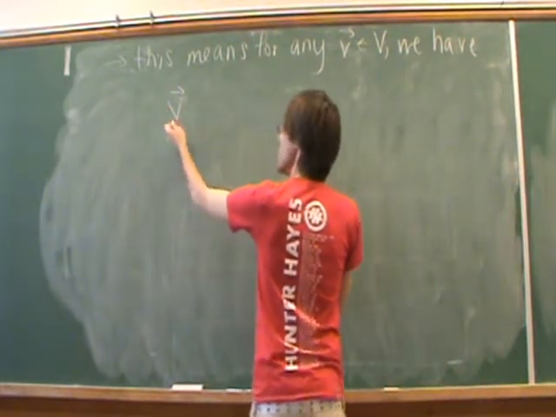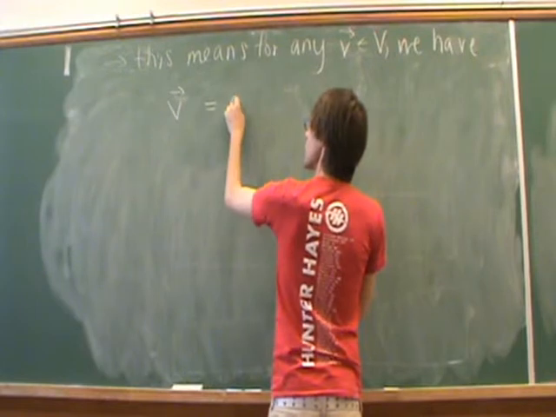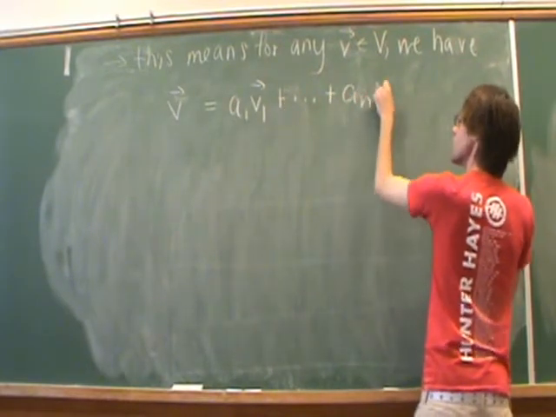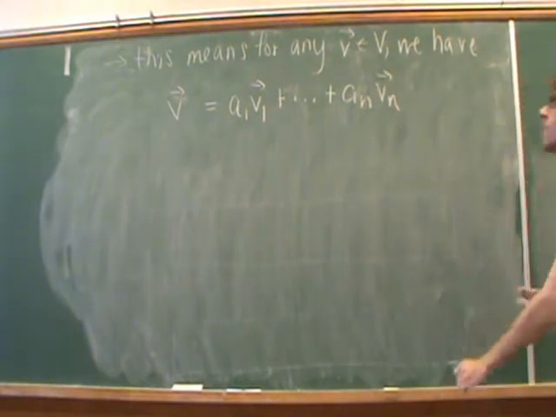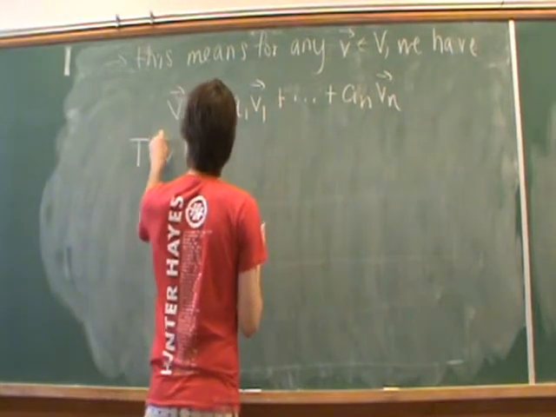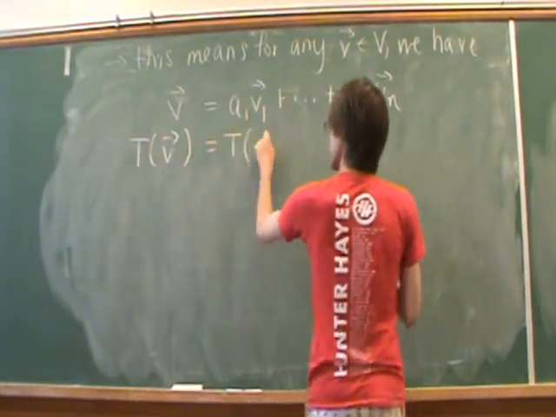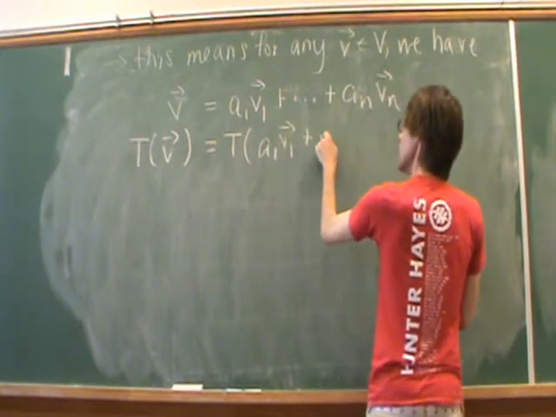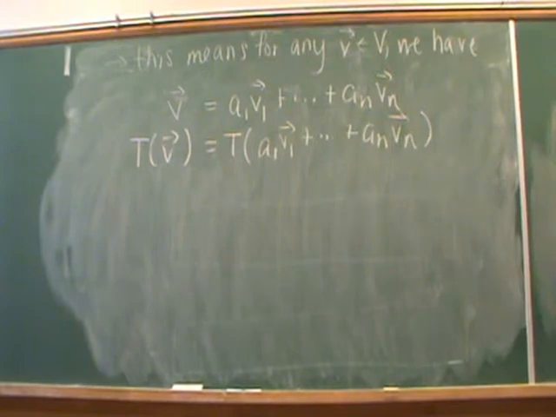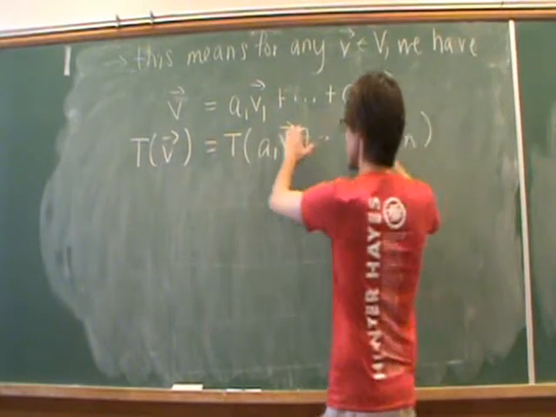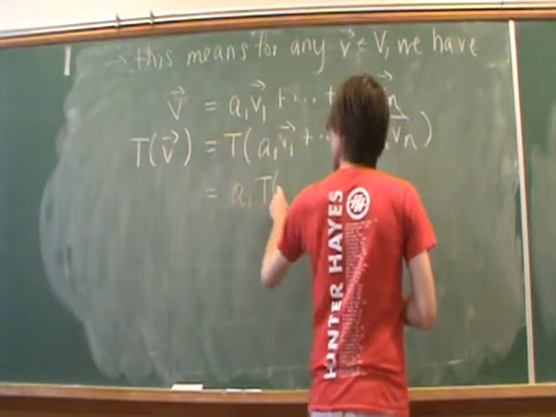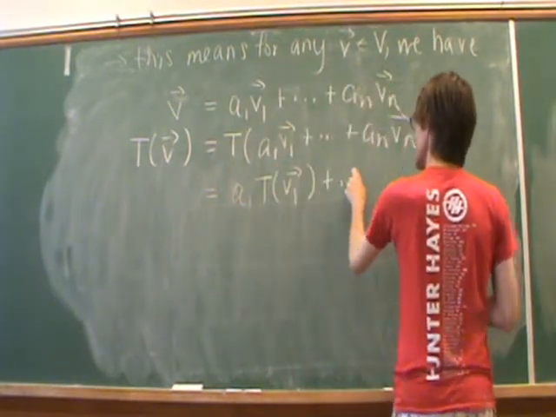Since V1 to Vn form a basis for our vector space V, it means that we can take any vector from our vector space and write it as a linear combination of those vectors inside the basis. And what we're going to do is apply the linear transformation to this equality. Because T is linear, we can break this up by property number 4 that we saw earlier, and we get the following expression.